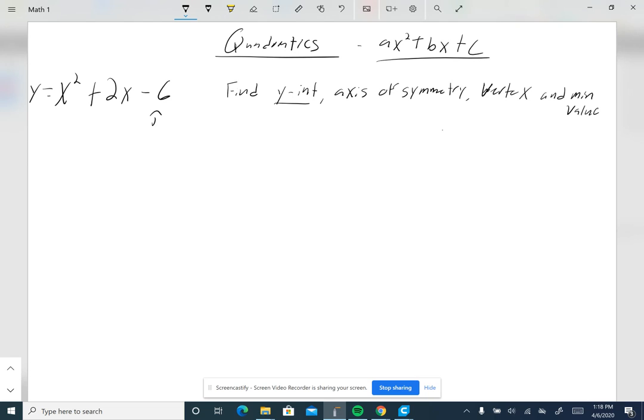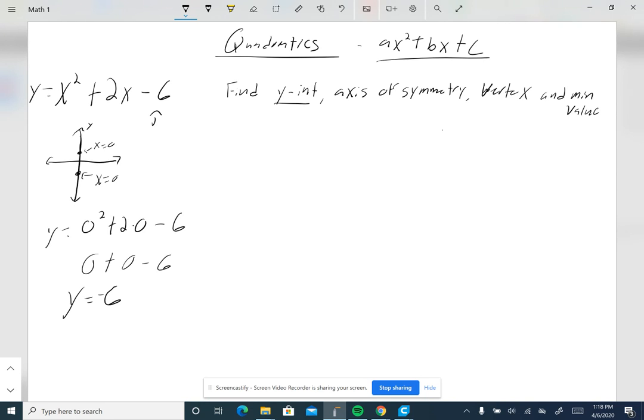Why is that? Let's think about a graph. The y-intercept is where it crosses the y-axis, and that means x is always 0. So in our equation we can plug in 0 for x: 0 squared plus 2 times 0 minus 6. That's 0 plus 0 minus 6, so our y-intercept is equal to negative 6. That's the math behind why our y-intercept is c, but you can also just remember it's c, or plug in 0 as your x value. So the y-intercept is negative 6.